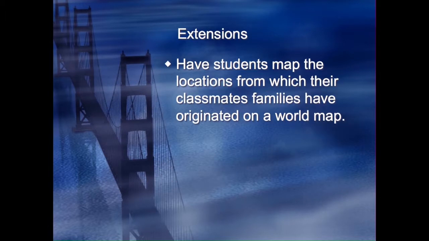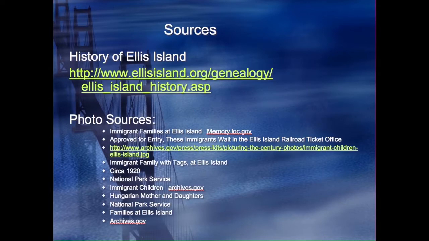And extensions. Have students map the locations from which their classmates' families have originated on a world map. I believe there's a copy of a world map attached to the lesson. Sources, I used History of Ellis Island. And using photo sources, even using the Library of Congress, sometimes those are still copyrighted. So I work very carefully to get copyright-free photos so that you're certainly welcome to use them in your classroom.